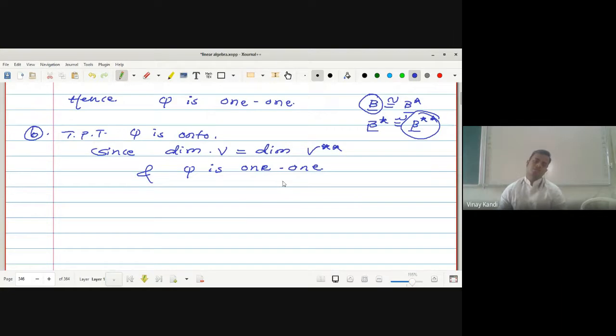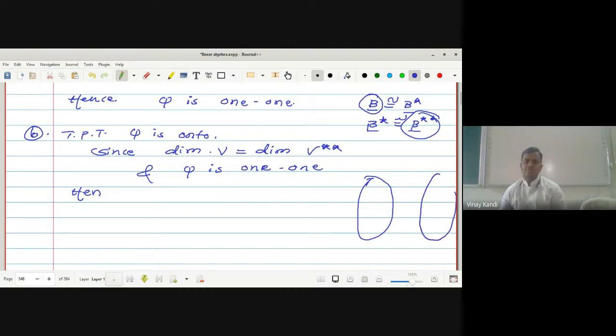एखादा फंक्शन, एखादा लिनियर ट्रान्सफॉर्मेशन 1-1 आहे आणि डायमेन्शन ऑफ V इज इक्वल टू डायमेन्शन ऑफ V डबल स्टार जर असेल तर तो काय असतो? फंक्शन onto. ऑन टू फंक्शन असतो. ओके, हेन्स एखाद्या सेटमध्ये पहा, आता इथं वेक्टर स्पेस आहे म्हणून डायमेन्शन आहे.